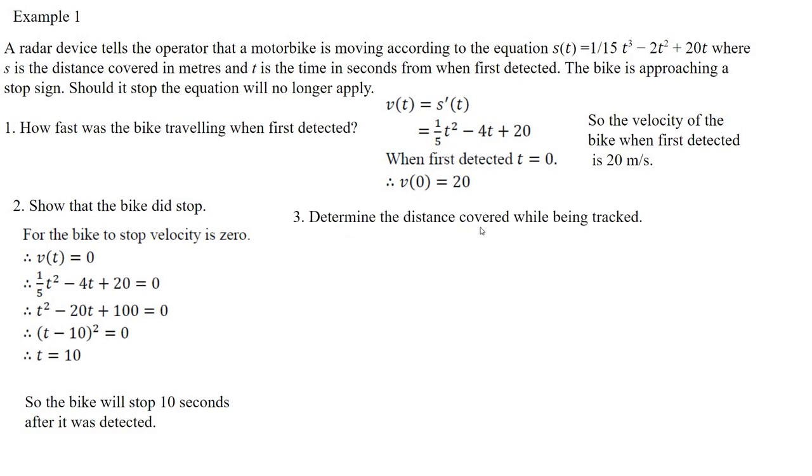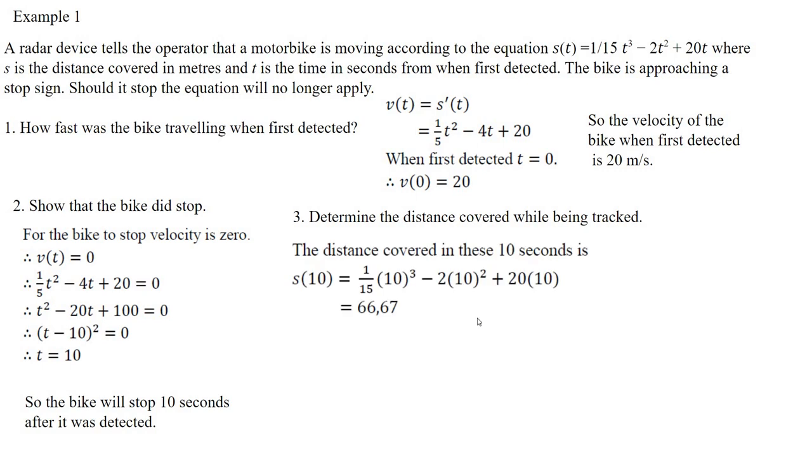Determine the distance covered while being tracked. Well, we know that it's going to stop after 10 seconds. All we have to do is put 10 seconds into the original formula: 1 over 15, 10 cubed, like that. We get 66.67 meters before it stopped. Because it traveled for those 10 seconds, right? So you just put it into the distance formula to figure out the distance.